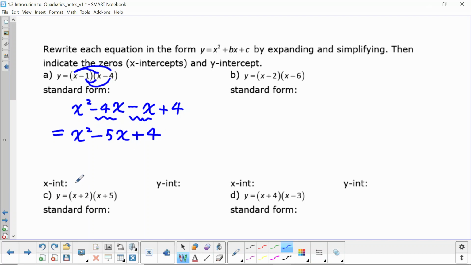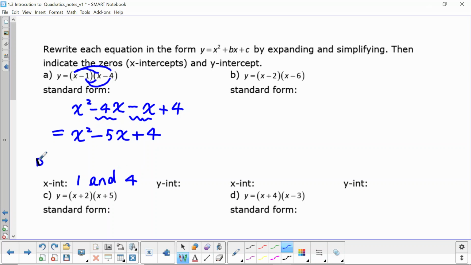And for the x-intercepts, from this factored form, you have 1x minus 1 and 1x minus 4, with no numbers at the front of x. Then the x-intercept will be just the opposite of the number inside the brackets. So the opposite of negative 1 is positive 1. And the other zero will be 4, the opposite of negative 4 will be positive 4.